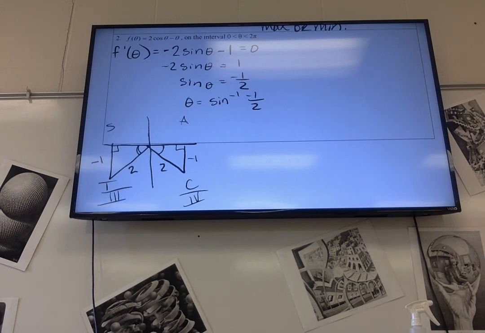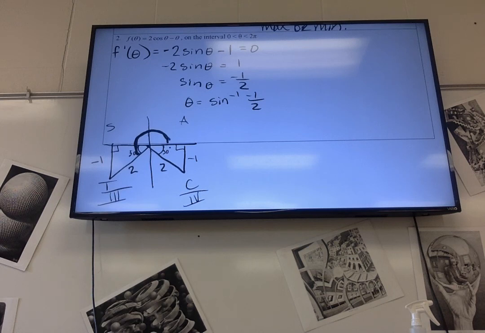45? No, that would be square root of 2. 30? Yes, this is a 30-degree angle, and those are going to be square root of 3. Yes, they don't matter though. Oh, yeah, so we've got to find this angle.